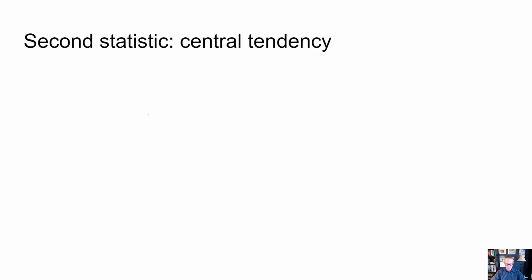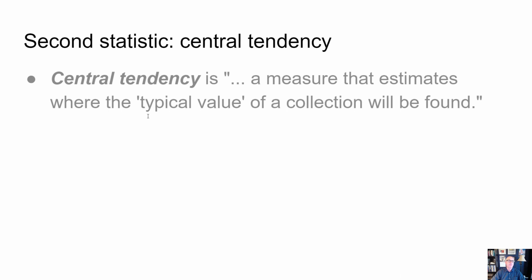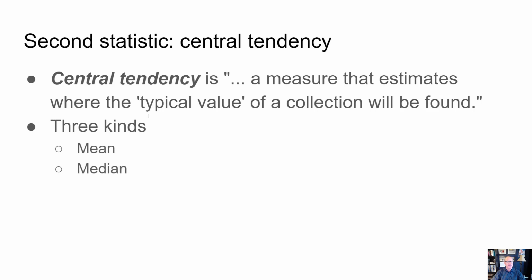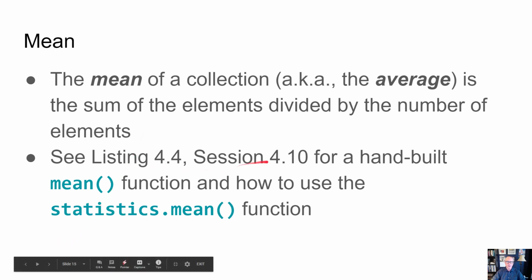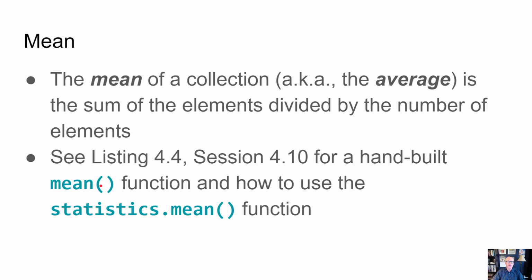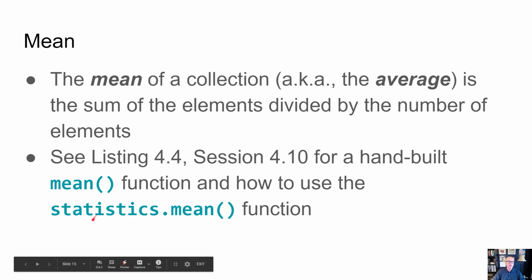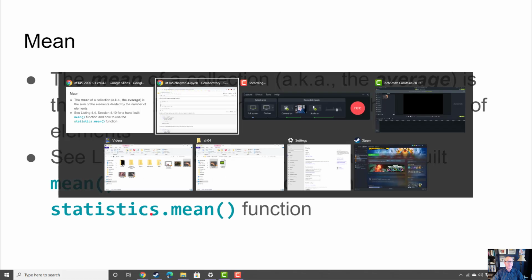A second statistic that we can look at is called our central tendency. Our central tendency is a measure that estimates what the typical value of a collection is. There are 3 kinds that we'll talk about: the mean, the median, and the mode. The mean of a collection, that is the average, is the sum of the elements in that collection divided by the number of elements. Listing 4.4 and session 4.10 show us a hand-built mean function, and also how we might use a built-in statistics.mean function. Okay, so let's look at those.